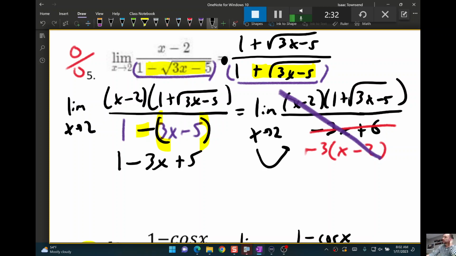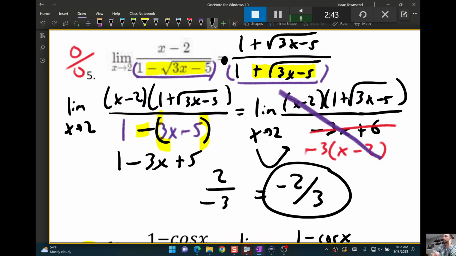Plugging in a 2 up here gives me 1 added to this one. Try to plug 2 in down here, but there's no x's left over to plug it into. So it looks like -2/3. So was it this, the negative? Yeah, especially when it's, I mean, I know that you guys know a positive times a negative is negative, but when there's more than one term, you have to make sure it goes to all of the terms.